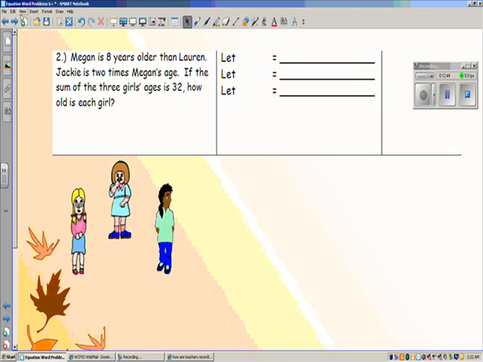Alright, first step, again, define your variables. Let's start with Megan. All of the other girls are compared to Megan, so we're going to start with Megan. Let's use M to represent Megan's age.